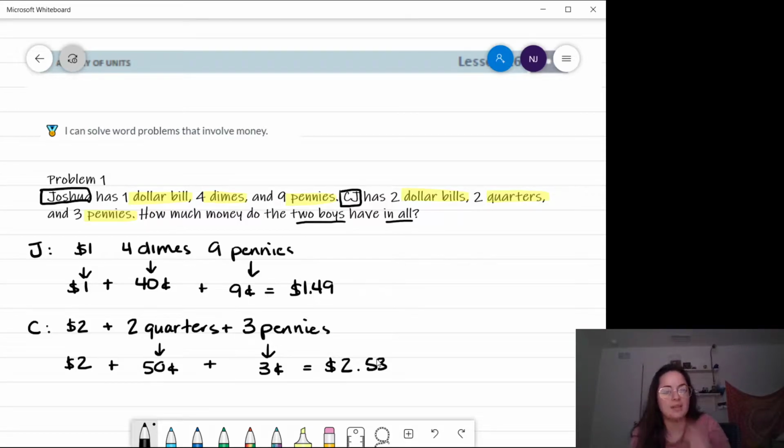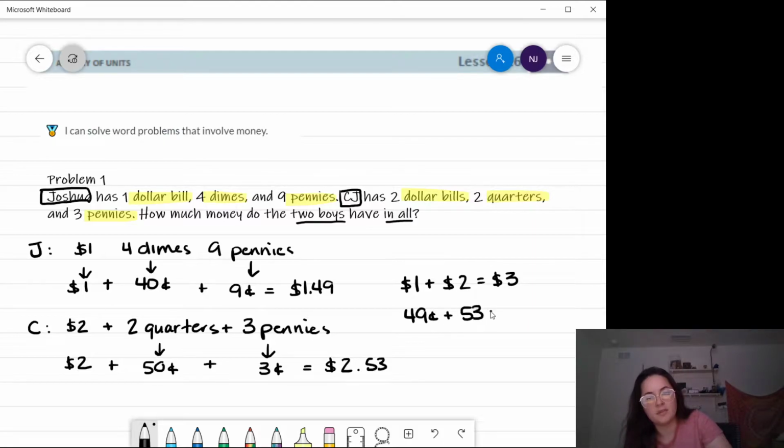So I'm going to add my like units plus my like units. So that means I'm going to add my $1 plus my $2, which gives me $3. And then I'm going to add my 49 cents plus my 53 cents, which is going to give me what? I'm going to do my work off to the side. And I get 102. So that's 102 cents.